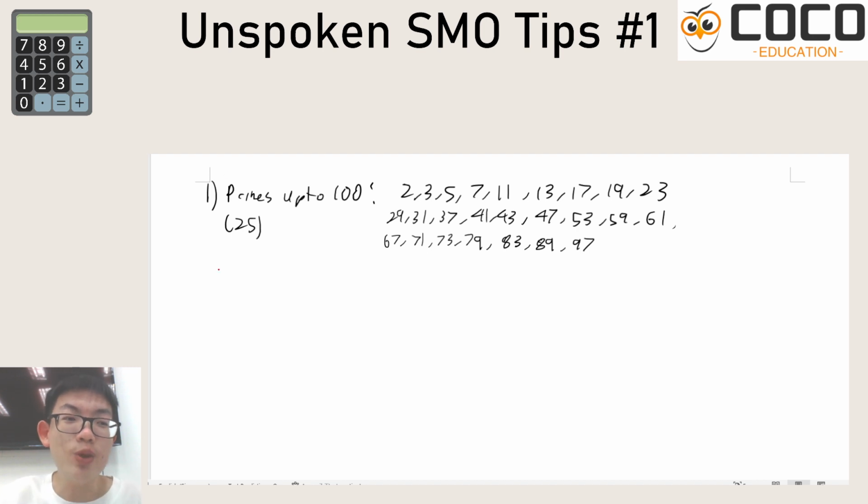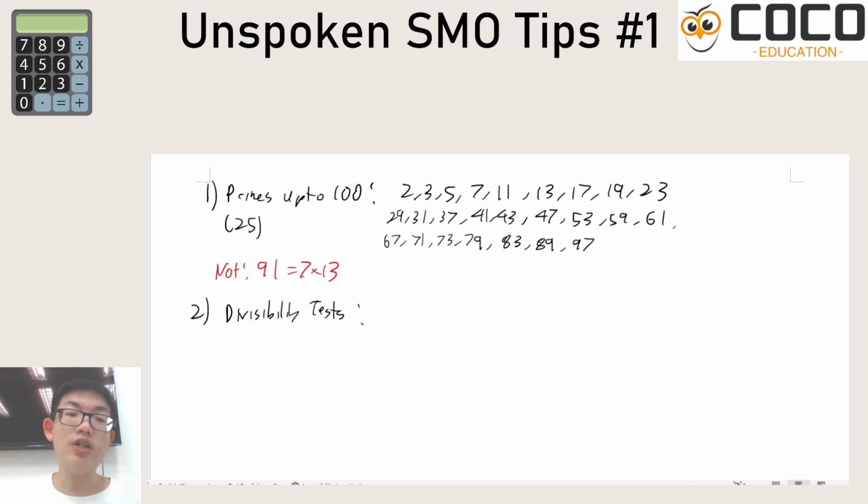And I think one of the most common ones that are missed out is not 91, because 91 is 7 times 13. So this is a very commonly missed accidental prime. And this leads me to the next point, which is our divisibility test. Now, the common divisibility tests are going to be the ones that we already know. We will use the ones for 2, 3, 5, and 11.